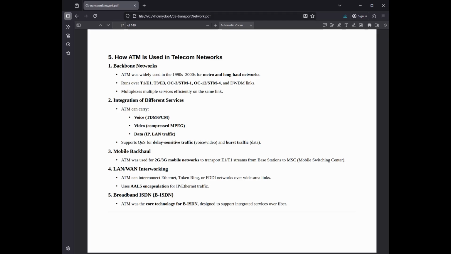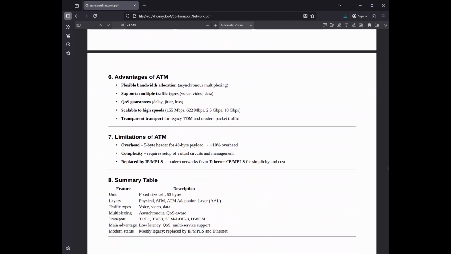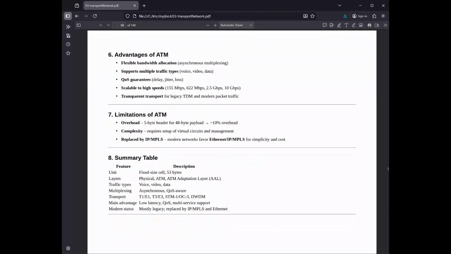Replaced by SD-WAN and VPNs. Advantages of ATM. Quality of service, QoS. This is ATM's greatest strength. It can guarantee specific bandwidth and low latency for critical traffic like live video. Predictability: because cells are always the same size, there is very little jitter, variation in delay. Scalability: it works efficiently at speeds ranging from a few megabits to many gigabits per second.